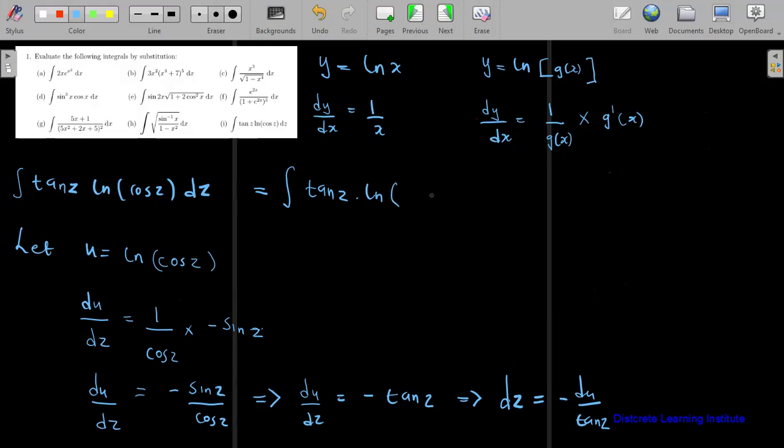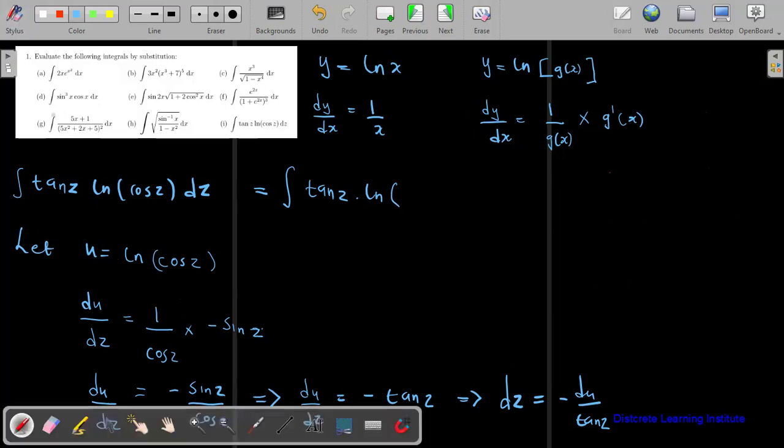I have my tan z multiplied by ln of cos z. Ln cos z is u, so you replace this with u, times my dz, which is negative du over tan z. Then you can see that the tan z and the tan z cancel. I can take the negative out of the integral sign and then just integrate u du. This is how easy it becomes now.